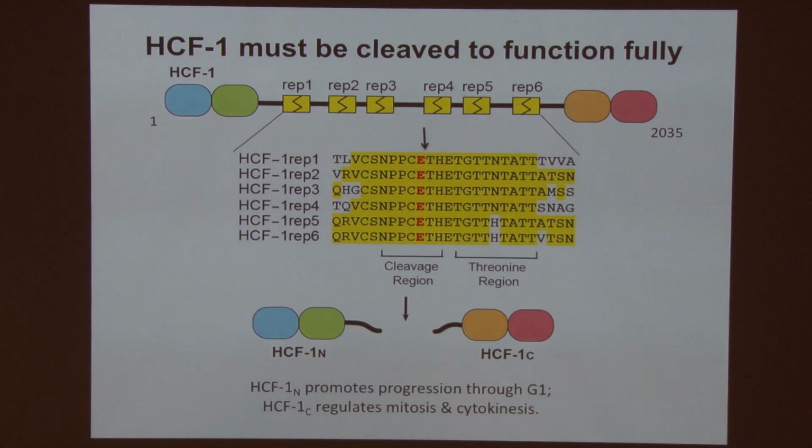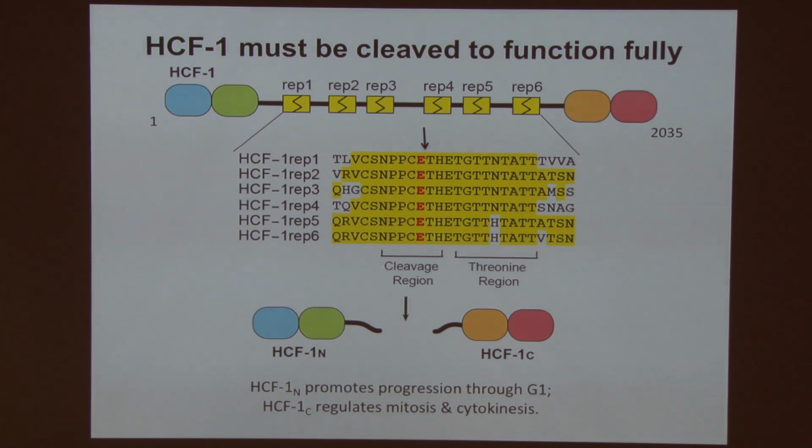Okay, so HCF1 was identified initially in the context of viral infection, and that's why it's called host cell factor 1. Like OGT, it's another essential protein. It's a big protein with over 2,000 amino acids, and right in the middle there are 6 repeats of about 26 amino acids each, and it has to get cleaved at one or more of those repeats. The cleavage site was reported to be between glutamate and threonine. And so you can see that there's a CET site here, and it was reported to be cleaved there.